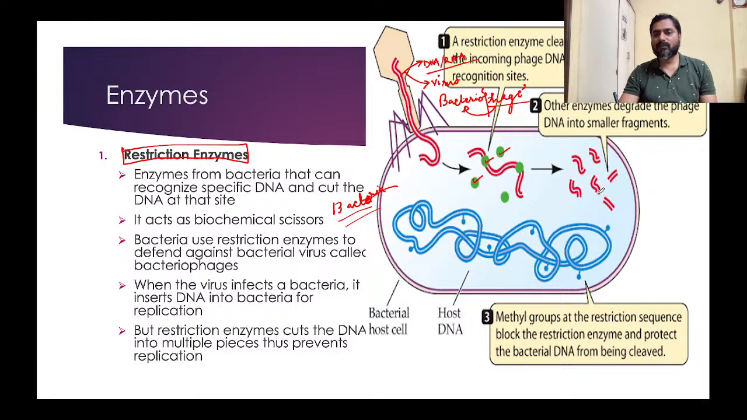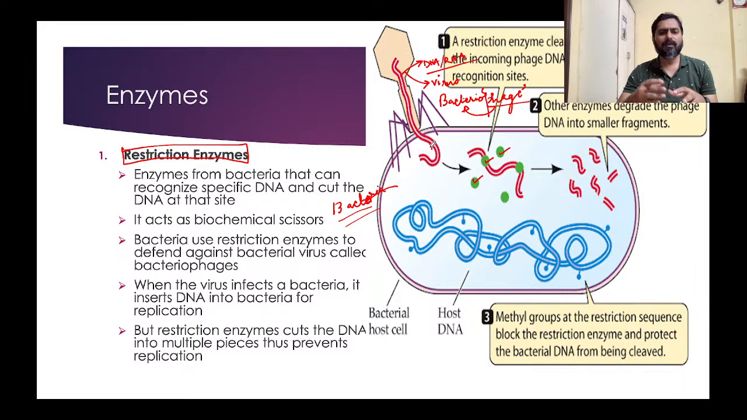Because it is cut into small fragments, the coded information stored in this genetic material is lost, and because that information is lost, it cannot multiply inside the bacteria. So these restriction enzymes are the defense mechanisms of bacteria. So we extract these restriction enzymes from bacteria.